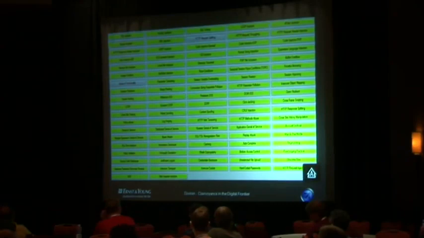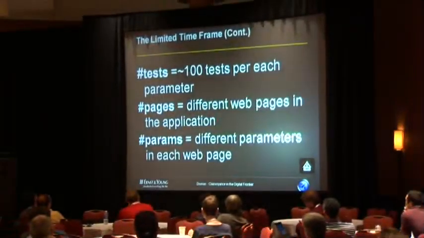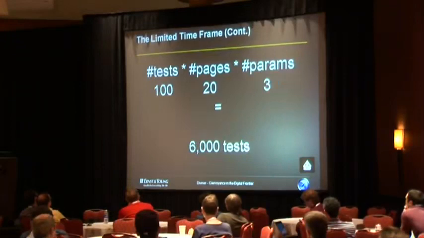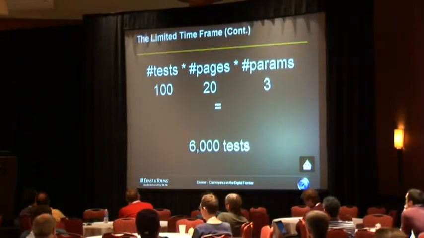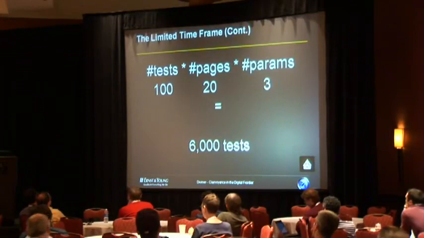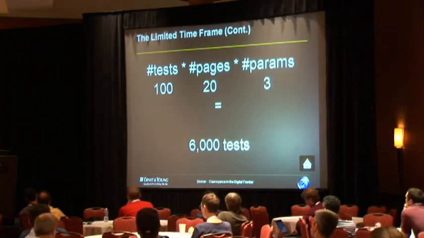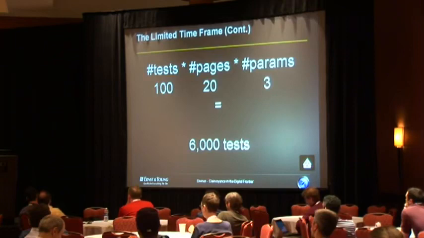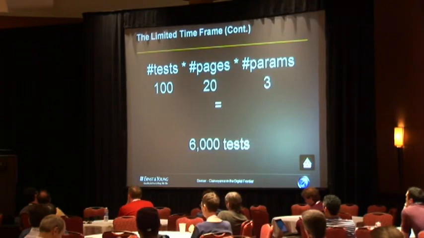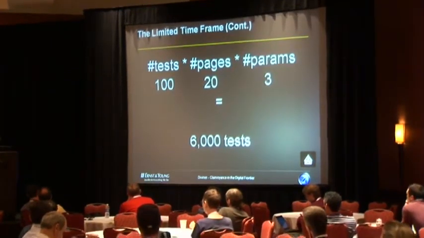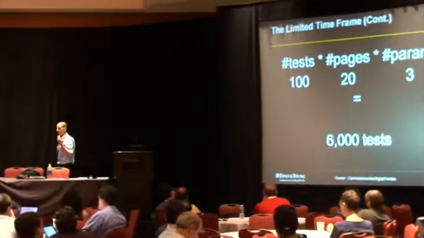Now, if we're testing a small-sized application, let's say somewhere around 20 pages, and each page in the application has about 3 parameters on average, it means that we have to perform at least 100 tests, again, not taking into account any different payloads or scenarios, authentication, without authentication, just the basics, on 3 parameters in 20 pages. That adds up to 6,000 tests. Now, that's a lot, but if we have a time frame of 1 or 2 weeks, we can pull it off. We can probably manage to test most of these vulnerabilities.